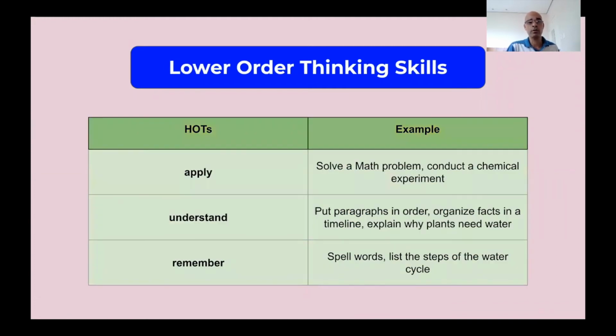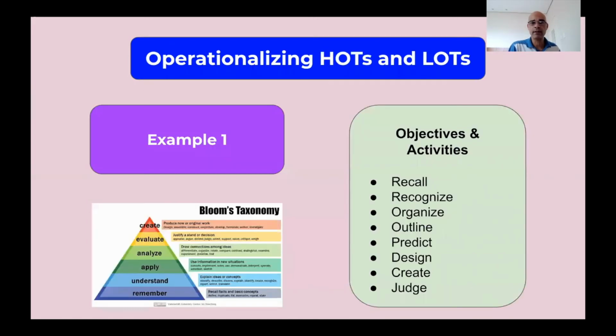And for lower order thinking skills, we have apply, when students solve a math problem or conduct a chemical experiment. When they put paragraphs in order, organize facts in a timeline, or explain why plants need water, they are showing understanding of information, of concepts. And examples of remembering are spelling words, listing the steps of the water cycle, etc. So those are examples from different subjects that will help us get an idea of what they mean in practice.